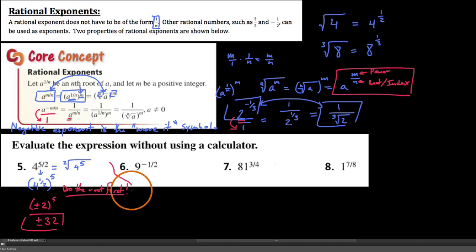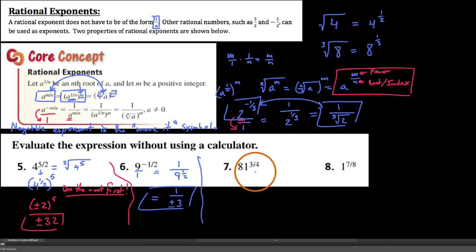So now looking at number 6 here, I noticed that we have this 9 to the negative 1/2. That would be the same thing as 1 over 9 to the positive 1/2. And because I have the positive 1/2 power there, I can go ahead and do this root, and I get the square root of 9 being plus or minus 3. So we get plus or minus 1/3 is our root on this problem.